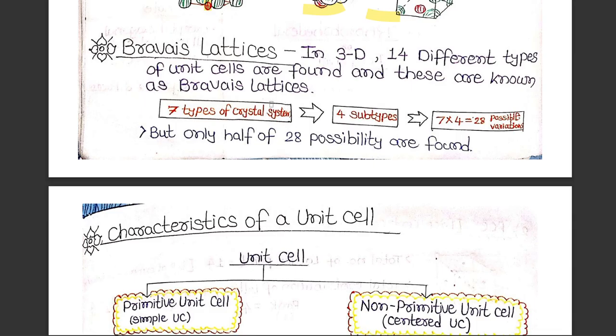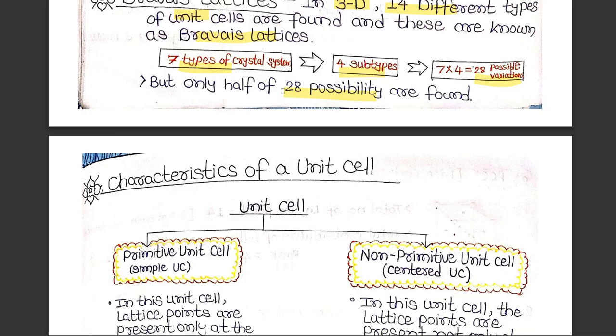Now let us come to the Bravais lattice in 3D. There are 14 different types of unit cell, which are known as Bravais lattices. There are 7 crystal systems and each crystal system has 4 subtypes, so there may be 28 possible variations, but only half of the 28 possibilities are found, that is, 14 Bravais lattices are found.